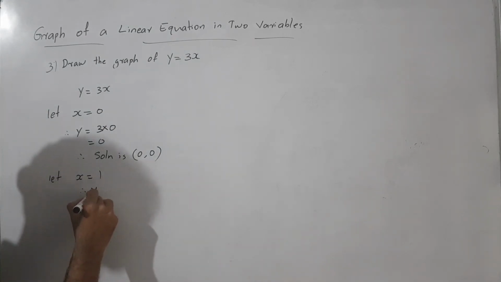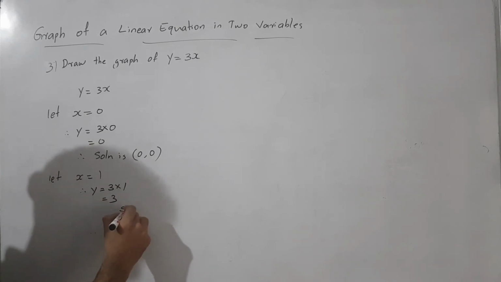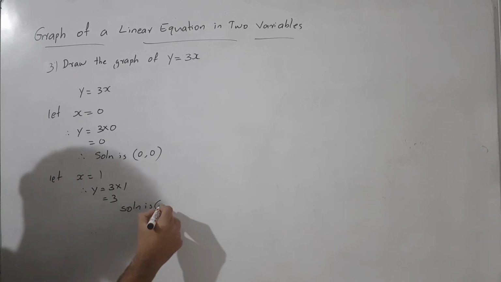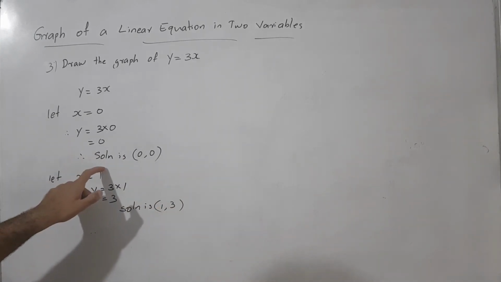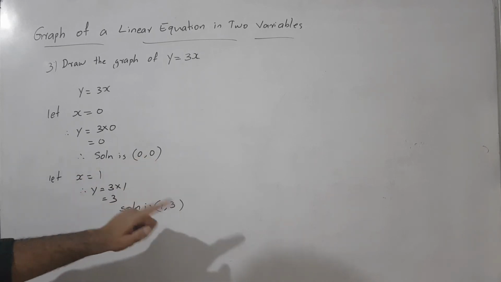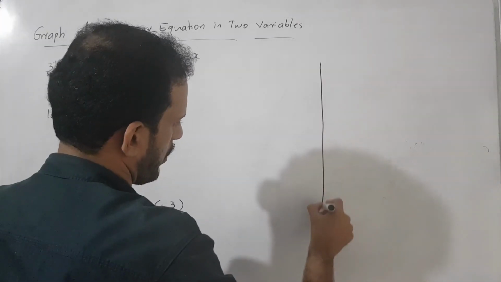So continuing, let x is equal to 1, then what is the change? Therefore y is equal to 3 into 1 is equal to 3. So the solution is 1, 3, correct? Here we got perfect values for the solutions, 0, 0 and 1, 3. 0, 0 means the coordinate of the origin. So next, drawing the graph.